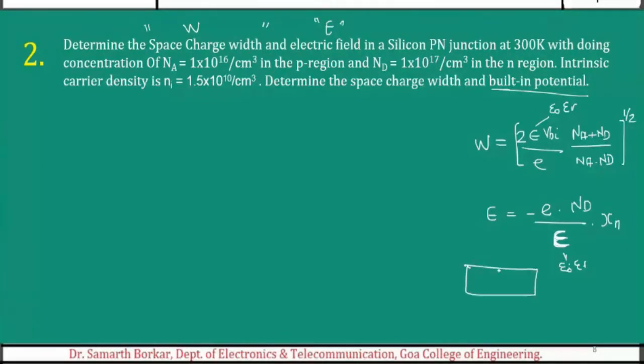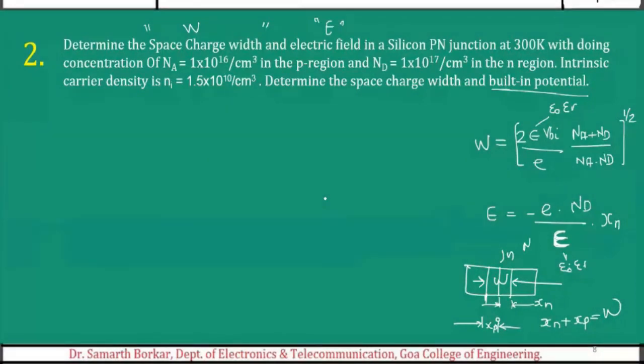For example, if this is the junction, this width is the depletion width. For reference, we'll take this as 0. The dimension on the n side is xn, and the length from the junction to this point is xp. So xn plus xp equals W. We are going to cover this in tomorrow's class, but for your information, you can make out this W is directly related to the VBI. Okay, let us proceed.